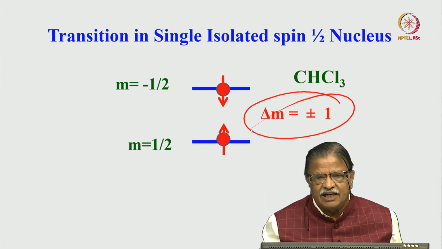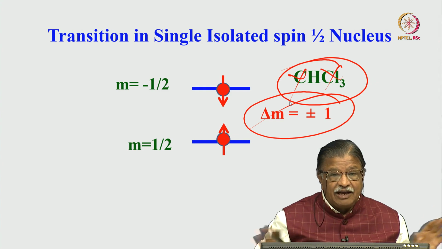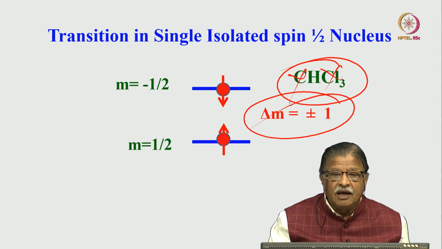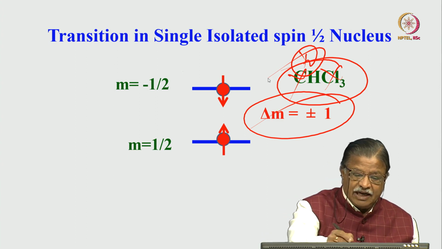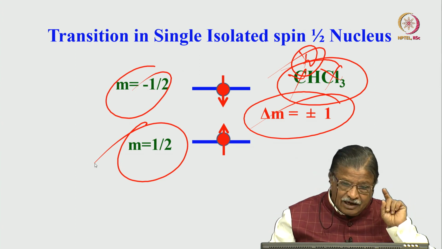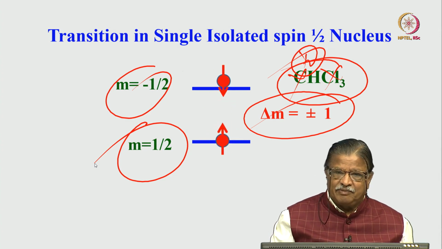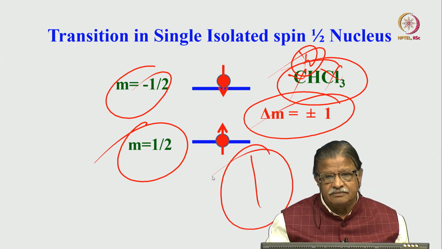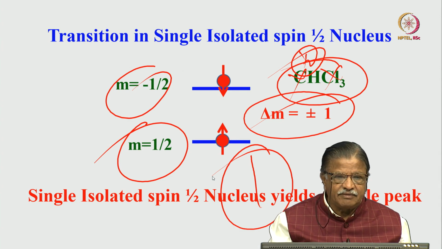Consider an example of CHCl3, chloroform. I have only one proton. I am not worried about these two, I will ignore them, no coupling we will say. Now, if I see a proton, a single isolated spin, what are the possible energy states? Proton spin has spin half. So, it has minus half and plus half, 2 energy states. So, there are 2 states and a possible transition here, that is plus half to minus half and minus half to plus half, both having identical frequency. So, it gives us a single peak. An isolated spin of a nucleus gives a single peak.